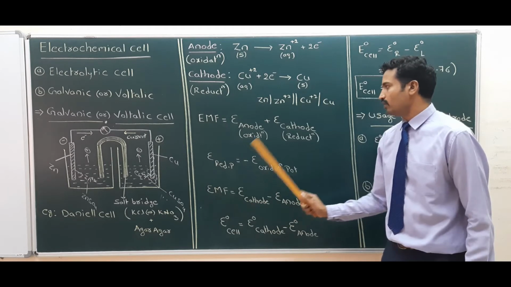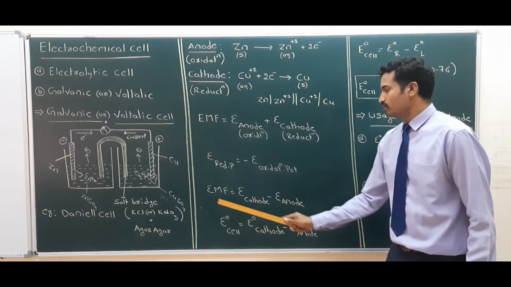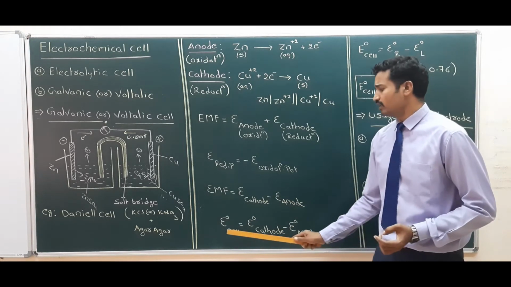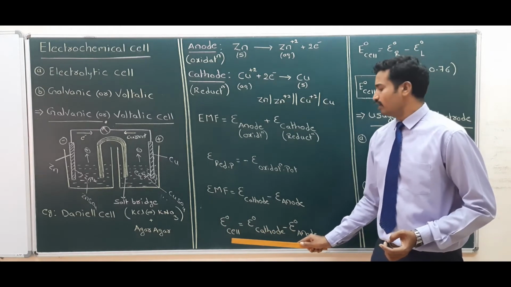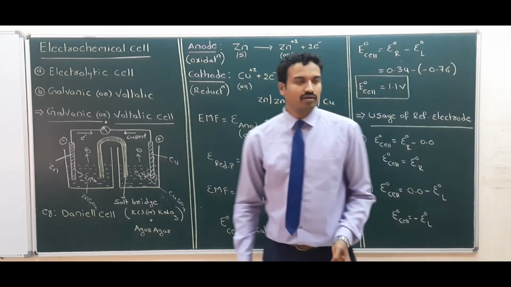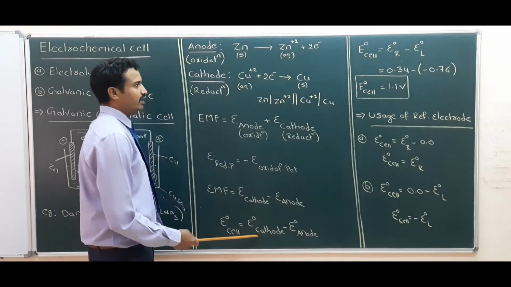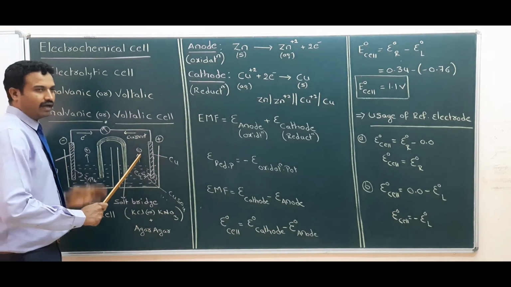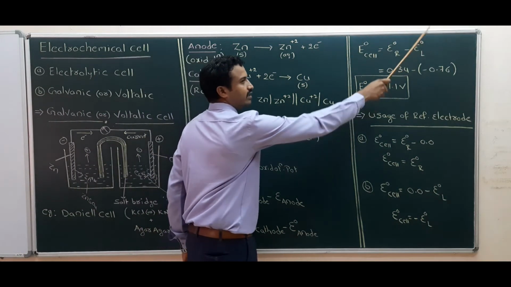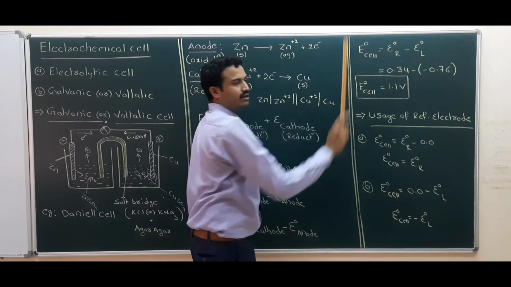So EMF is equal to E cathode minus E anode. So if the conditions are standard, temperature and concentration are constant, it is called E naught cell. E naught cell is equal to E naught cathode minus E naught anode. Now we can see it like this also. E naught cell is equal to... the cathode is this side, the right side, and the anode is the left side. So E naught cell is equal to E naught right minus E naught left. E naught cathode minus E naught anode. Right means cathode, left means anode.